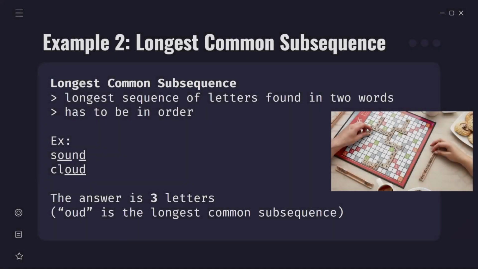Let's try another example. Given two words, we have to find the longest common subsequence, or the longest ordered sequence of letters found in both words. For instance, if we look at the words sound and cloud, the longest common subsequence, OUD, is 3 letters.